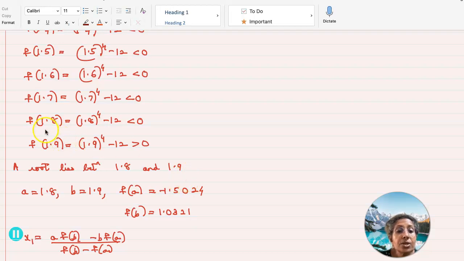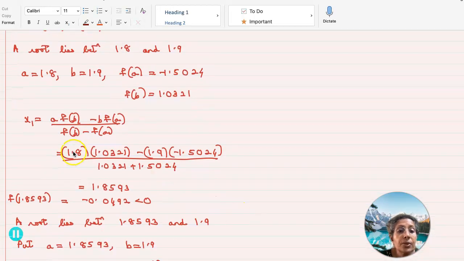Why is that? Because f of 1.8 is less than 0, f of 1.9 is greater than 0. So we take A as 1.8, B as 1.9, and we take our first approximation x1 equal to (A f(B) minus B f(A)) by (f(B) minus f(A)). So this is your first approximation, and x1 will be 1.8593, and f of x1 when you substitute will be minus 0.0492, which is negative. So we have calculated x1 and f of x1.